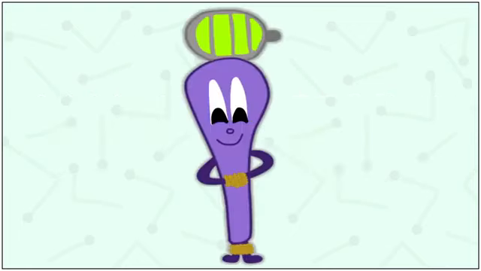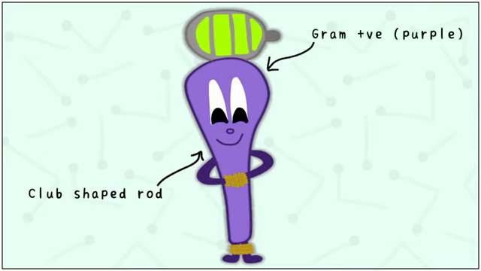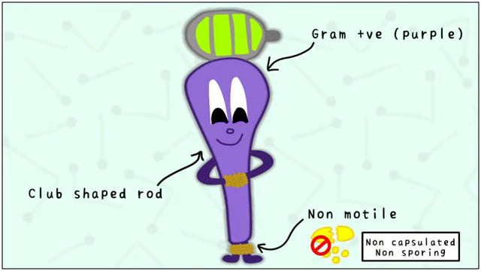It is a club-shaped rod which is gram-positive, that is, purple in color. Its limbs have been tied up, indicating it is non-motile. It is a non-capsulated and non-sporing organism. One special feature it presents is that of metachromatic granules, which store energy.